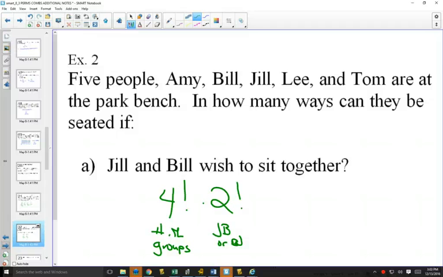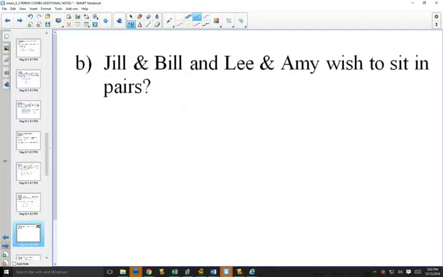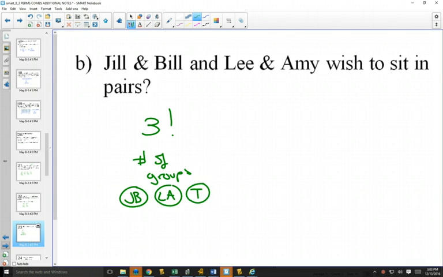So part B. Poor Tom. Now, Jill and Bill, don't worry, Tom gets his revenge in part C. Okay, we'll get there. Jill and Bill have to sit together, and Lee and Amy want to sit together. So now we have 2 groups of 2 and Tom all by himself. So our number of groups is 3 factorial. Right? Because we've got Jill and Bill, Lee and Amy, and Tom as our 3rd group.